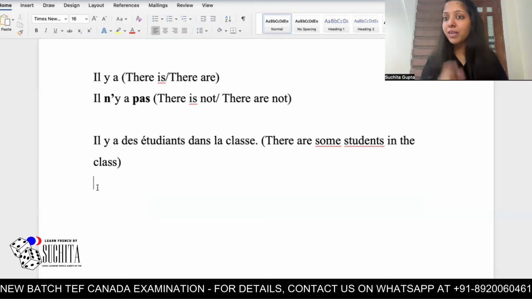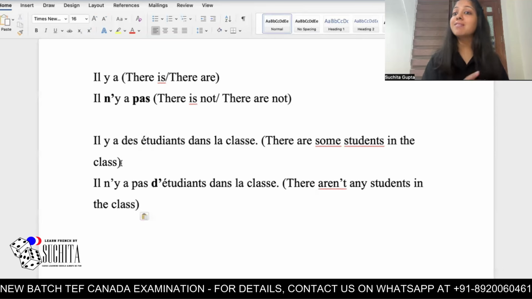Now, after that, what you're seeing is an indefinite article, which is des. As per the rule, if you make it negative, des will change into de or d apostrophe. In this case, it will change into d apostrophe because étudiant begins with a vowel. So what will be your final sentence? The negation of il y a is il n'y a pas d'étudiants. Des will change into d apostrophe. Il n'y a pas d'étudiants dans la classe.